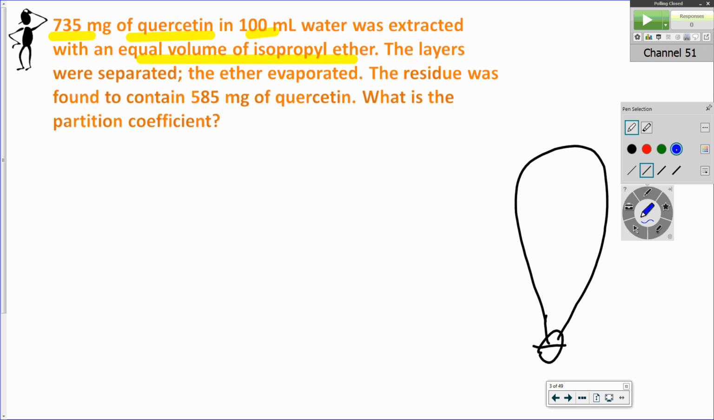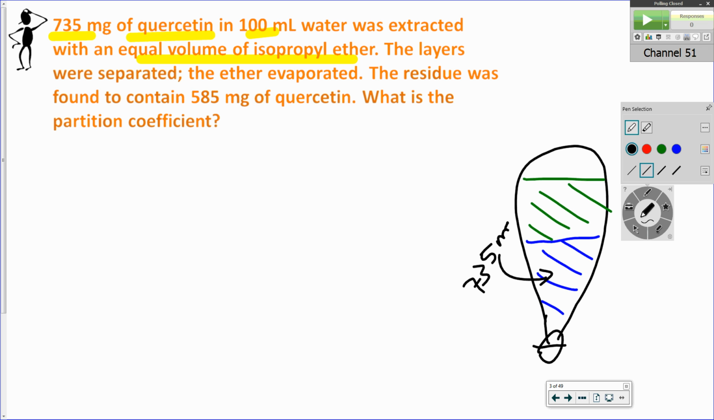So you're going to have an aqueous layer down at the bottom, and an organic layer at the top. You know what you start with in the aqueous layer, 735 milligrams, and I want to know how much is going to end up in this organic layer. That's typically what I'm trying to solve.